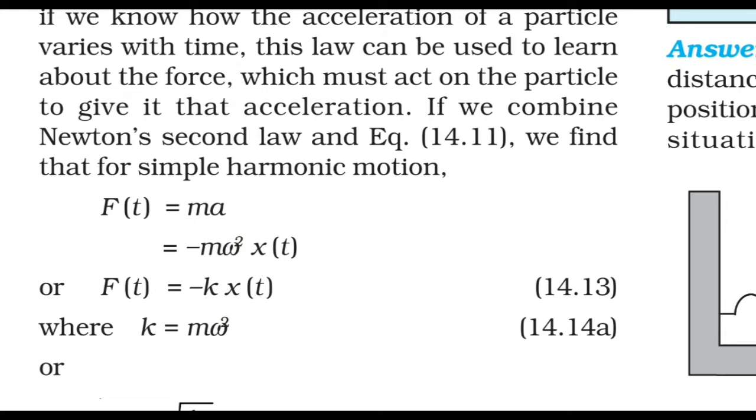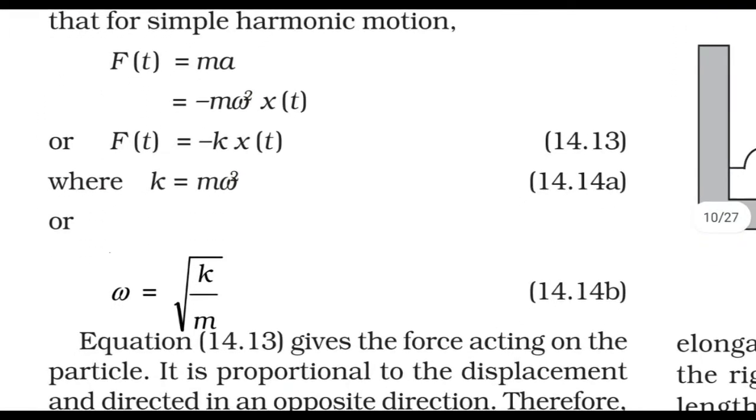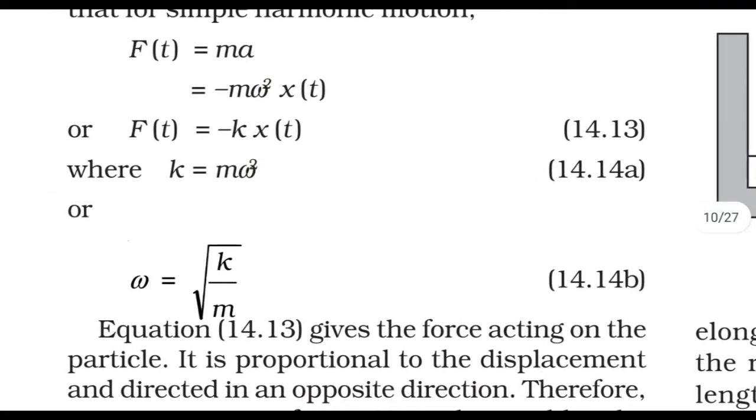Now, we have two equations for F of t, so we can equate the right hand sides of the two equations. So we have minus k x of t equal to minus m omega square x of t. The negative sign gets cancelled, x of t also gets cancelled, and we have k equal to m omega square. From that equation, we get omega equal to root k by m.